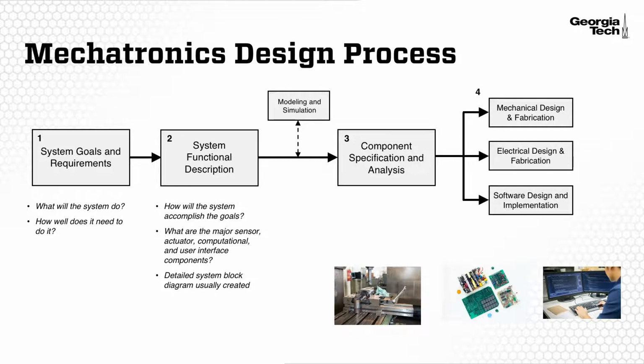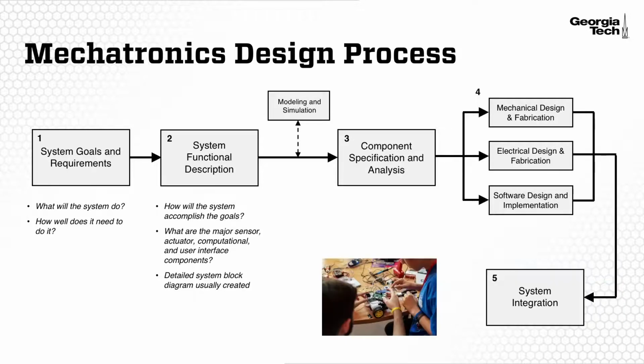Step 4 in this process is to, of course, obtain all of our components and then actually build the system. So here we'll fabricate the mechanical elements, we'll design and fabricate the circuit boards or electrical components, we'll write the embedded software. Step 5 is integrating all of these things together.